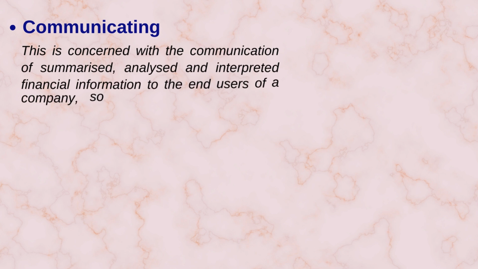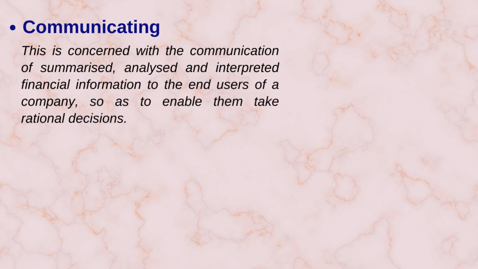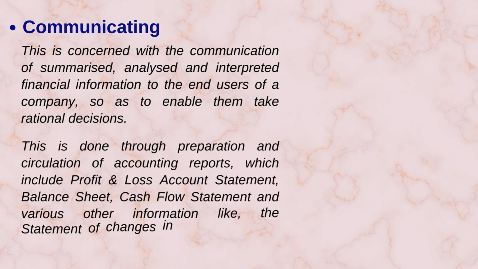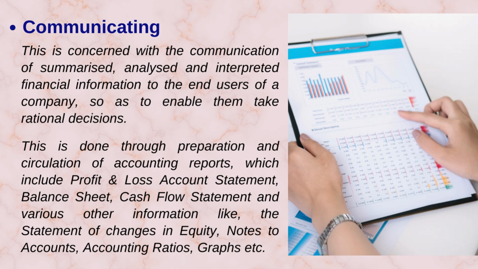Last is communicating. This is concerned with the communication of summarized, analyzed, and interpreted financial information to the end users of a company so as to enable them take rational decisions. This is done through preparation and circulation of accounting reports, which include profit and loss account statement, balance sheet, cash flow statement, and various other information like the statement of changes in equity, notes to accounts, accounting ratios, graphs, etc.